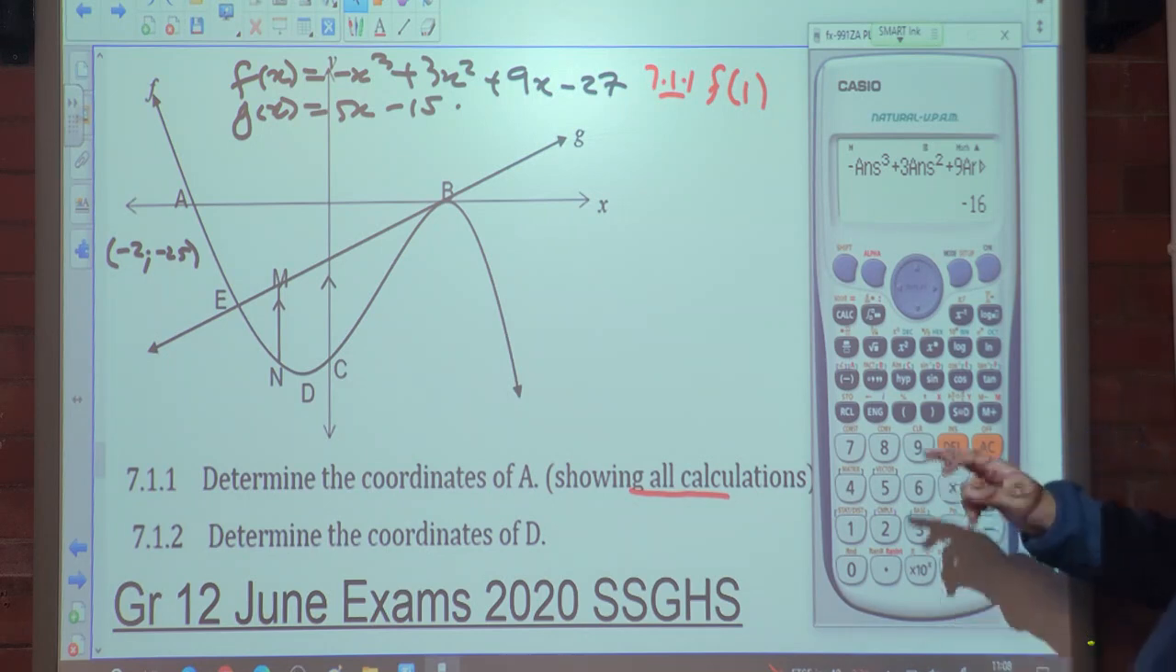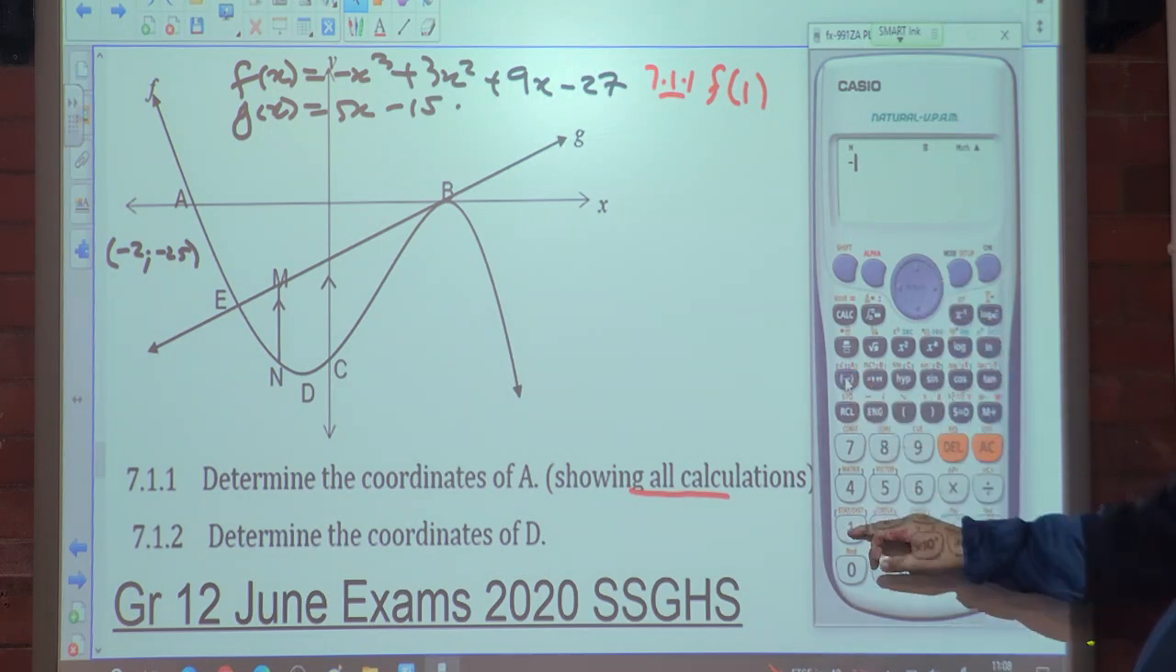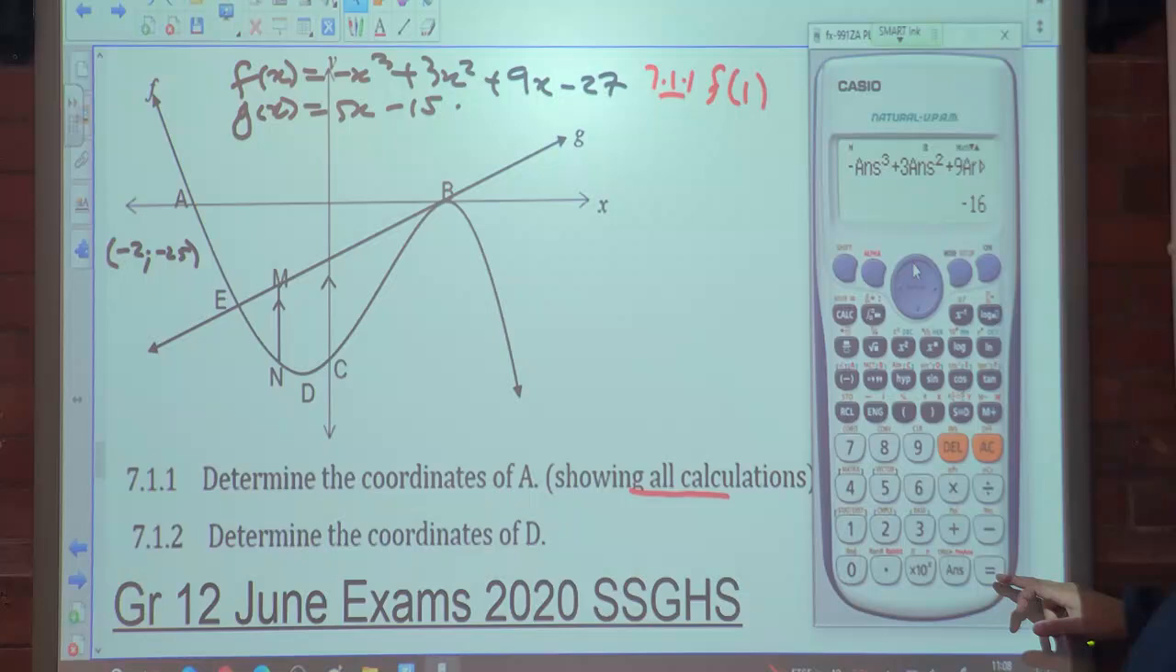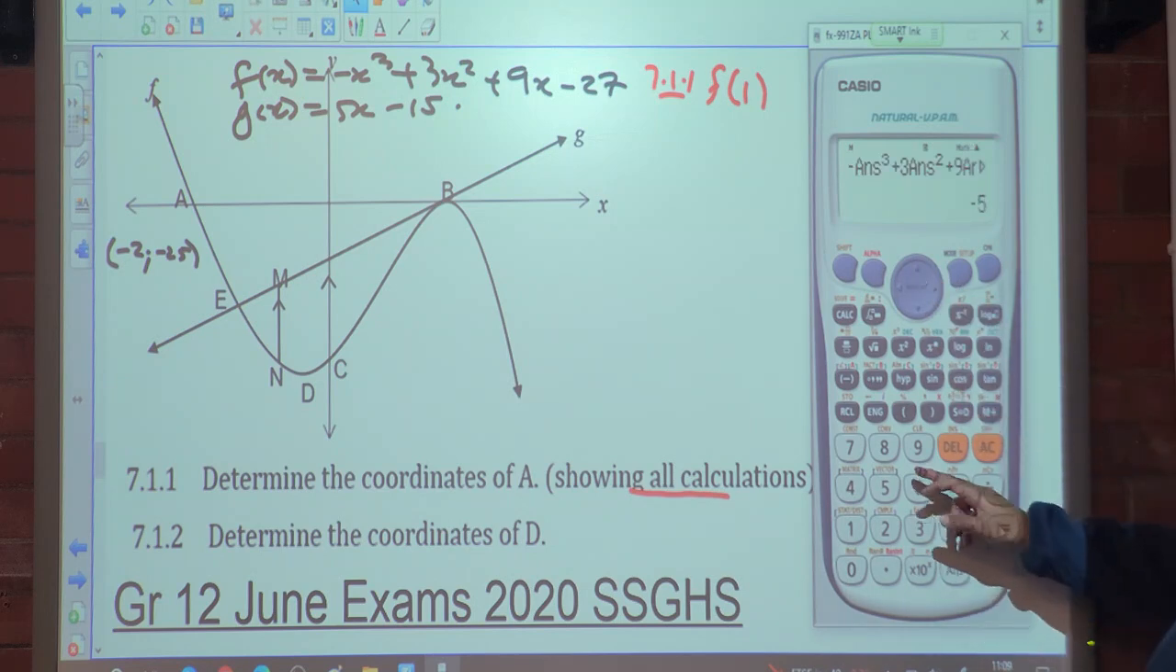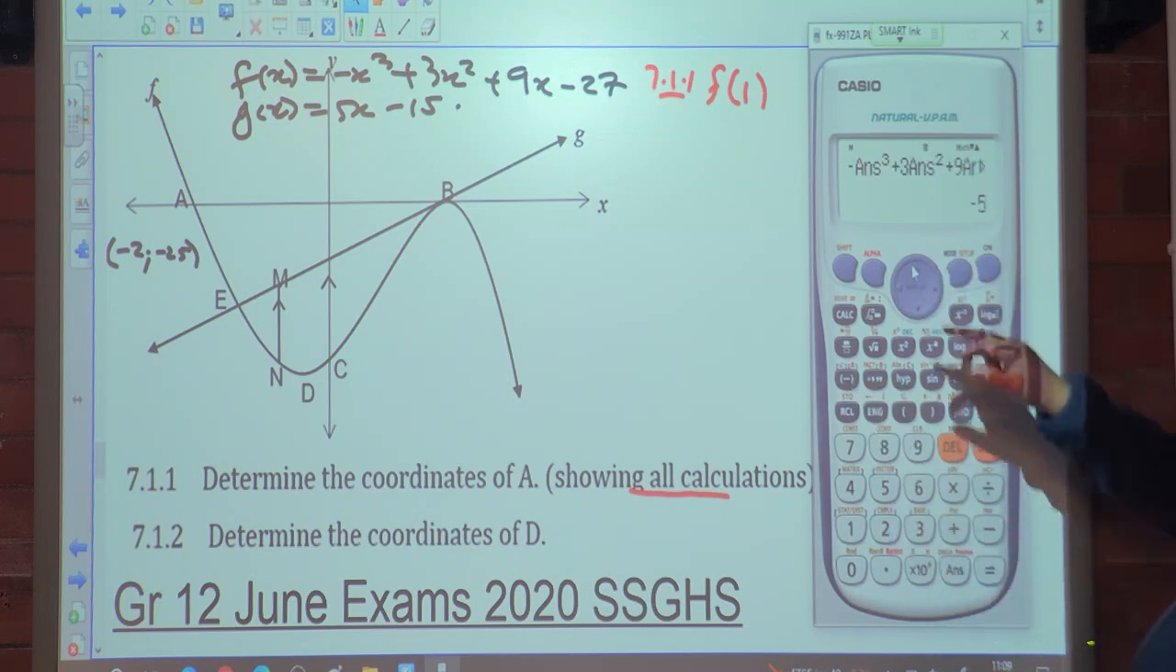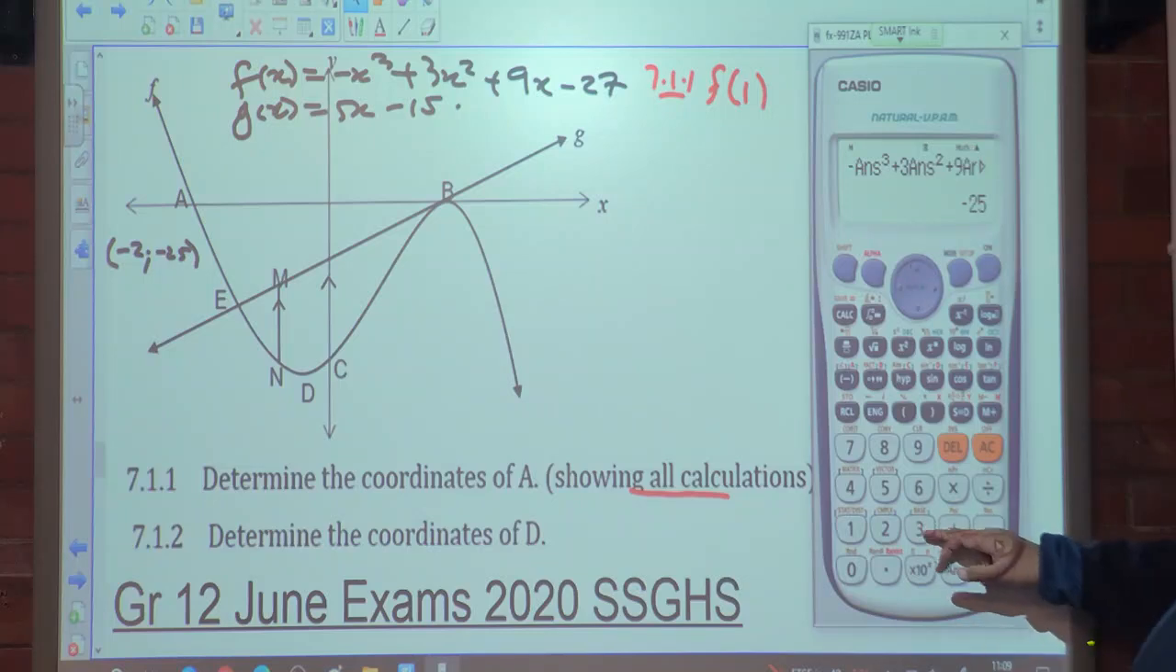So is 1 a solution? No. I go minus 1. Is negative 1 a solution? No. Let's go 2. Is 2 a solution? No. Negative 2? No. 3. Is 3 a solution? Yes.